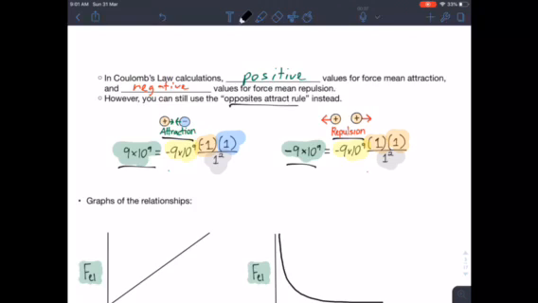But honestly, I would just use the opposites attract rule. If you're trying to figure out if they're going to attract or repel, you know that these are opposites and they're going to attract. You know these are like charges and they're going to repel. And then once you use that rule, you can kind of just ignore the positive or the negative sign on the front. It doesn't really mean much.